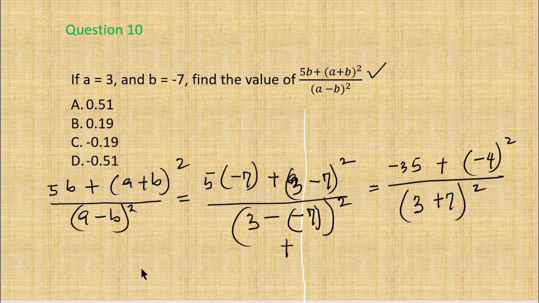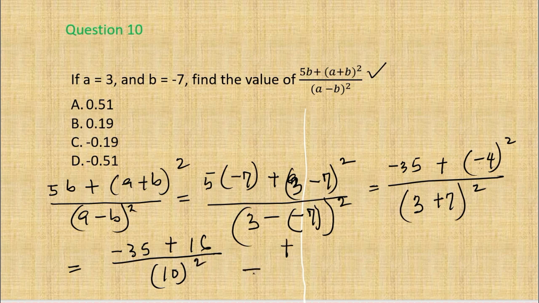So this now is the same thing as minus 35 plus, watch this, minus 4. Don't leave the minus outside and square the 4 alone. Some students will make a mistake and square the 4 alone, but rather you square the minus. Minus times minus becomes plus. 4 times 4 becomes 16, all over 3 plus 7, that's 10 all squared.